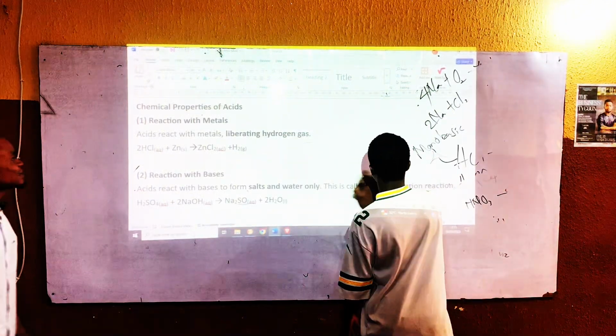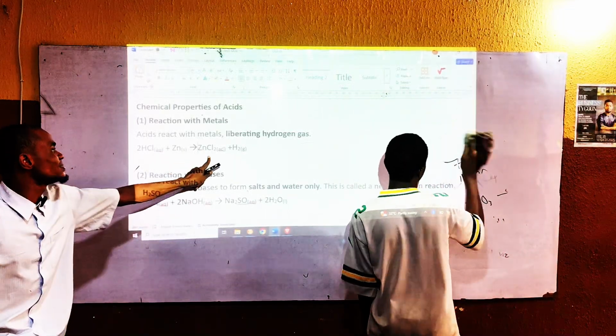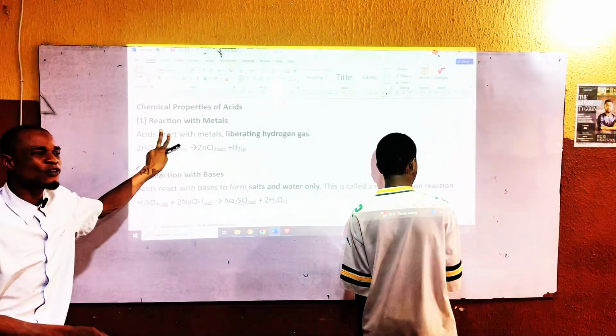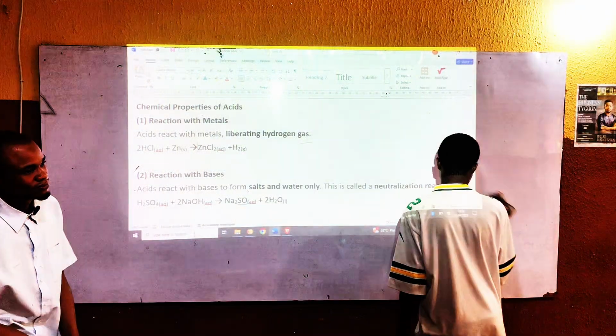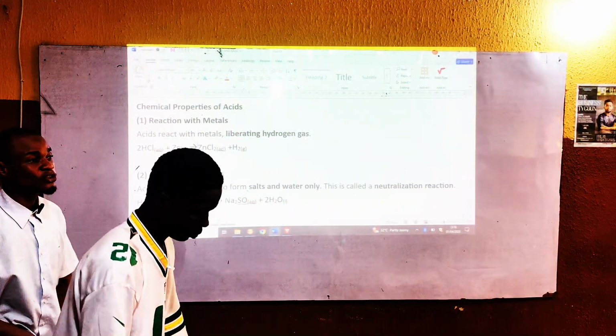Now, can you see? Acid reacts with what? Your metal to form zinc chloride and liberate hydrogen gas. Very important. For every piece of work needs acid. Acid, base, and salt. Can you see?